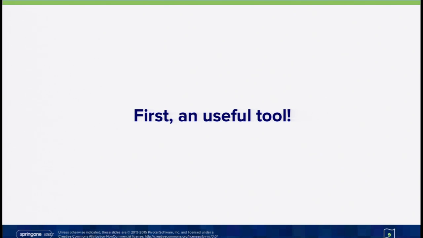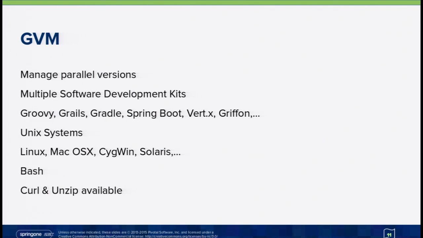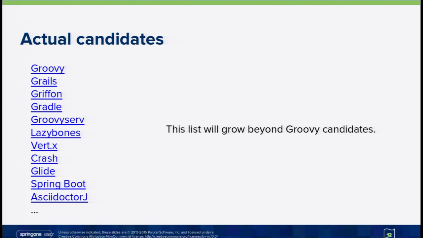But before all of this, I want to talk about a useful tool. Maybe you already know this tool. It's GVM. Do you know GVM? Yes. This is the Groovy Environment Manager tool. It's for managing versions of multiple software development kits, such as Groovy, Grails, Gradle, Spring Boot. I will use some of these in the sample. To use it, you can download it from its website, gvmtool.net. It runs on most Unix systems such as Linux, Mac, Solaris, or on Windows with Cygwin. It's written in Bash and only depends on curl and unzip tools. These are the actual candidates, and this list grows beyond Groovy candidates.